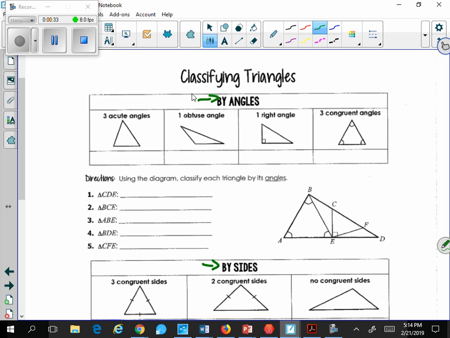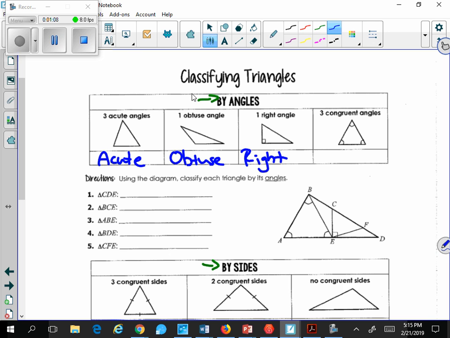So, first one that we're going to look at is by angles. If I have three acute angles in a triangle, I am just calling that an acute triangle. Next, if I have one obtuse angle in a triangle, I'm calling it an obtuse triangle. If I have a right angle, I'm calling it a right triangle. All of those should be relatively familiar to you. The only one that you might not actually know the word for is this last one.